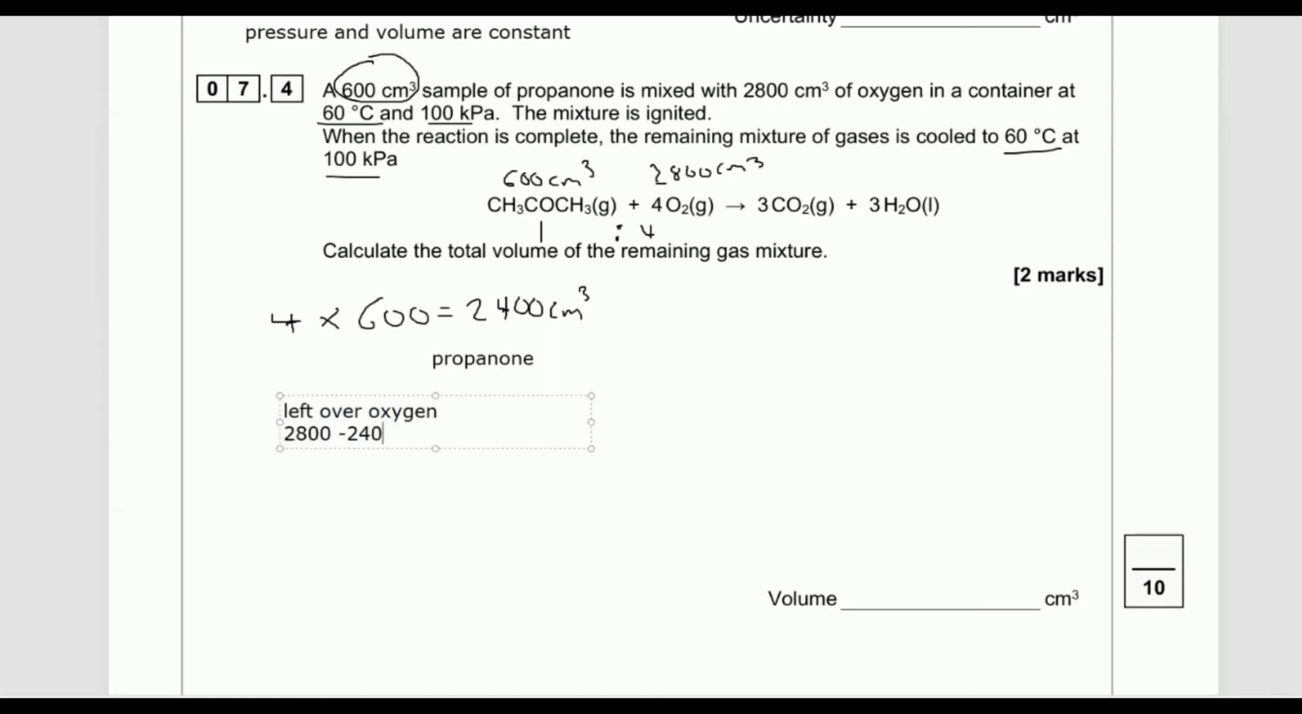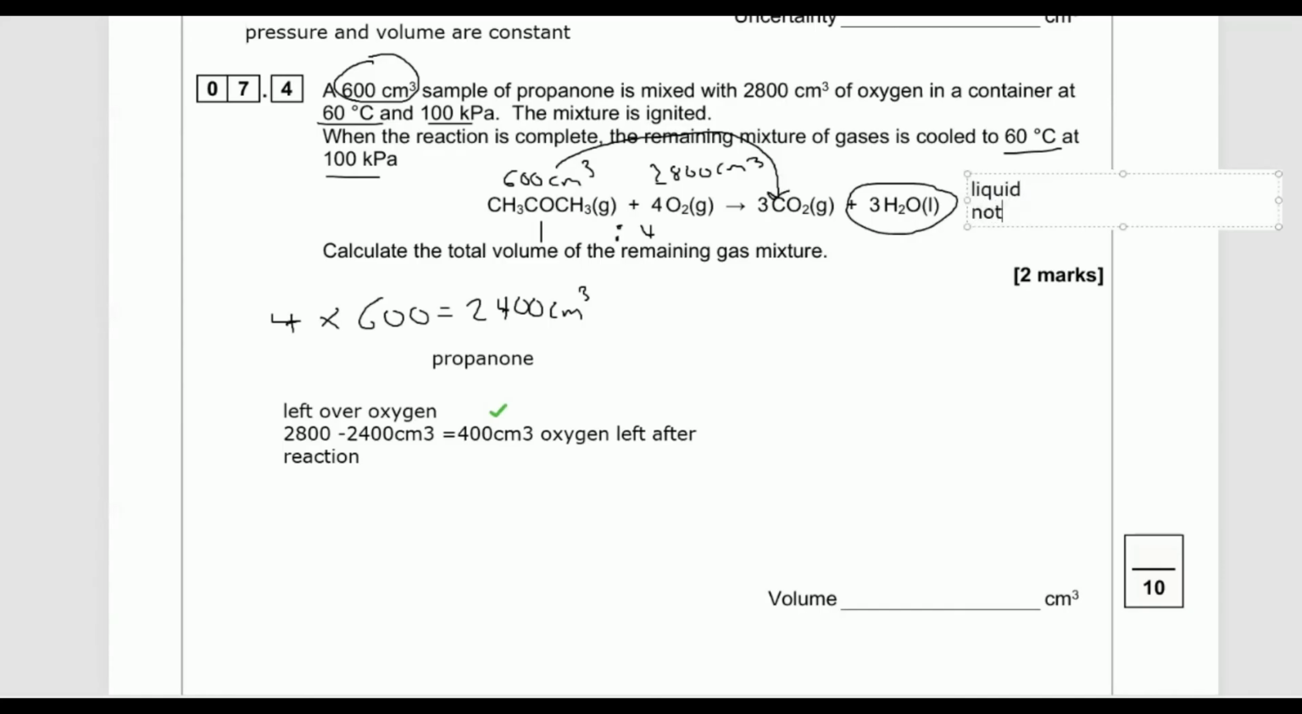propanone. So the leftover oxygen is going to be 2,800 minus 2,400 centimeter cubed, which is the amount of oxygen that reacts fully with the propanone and uses all the 600 propanone up. And it means I'm left with 400 centimeter cubed of oxygen left over. And that's a gas. So that's going to be part of our remaining mixture of gases that they're asking us to find the volume for. We don't need to take account of the water because that's a liquid, so it's not relevant.